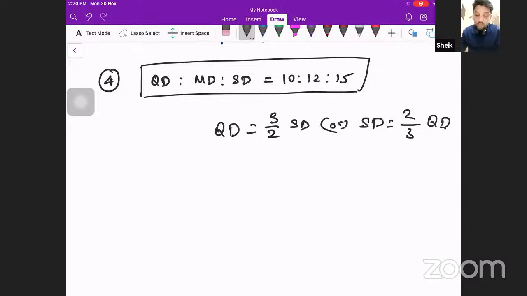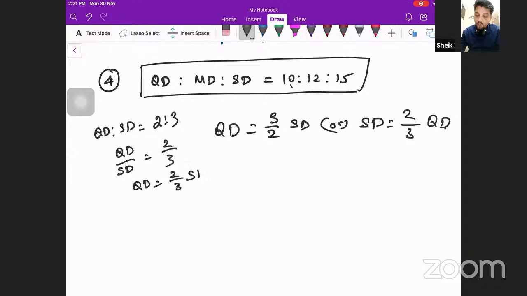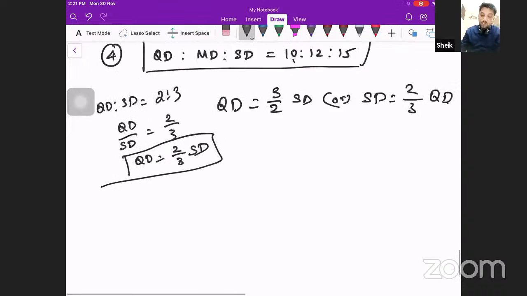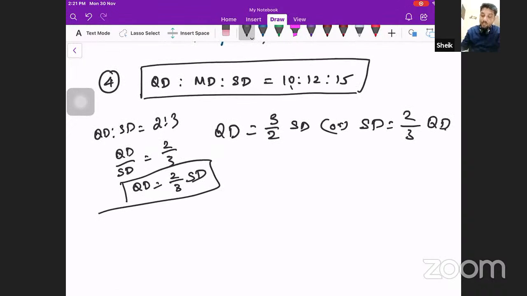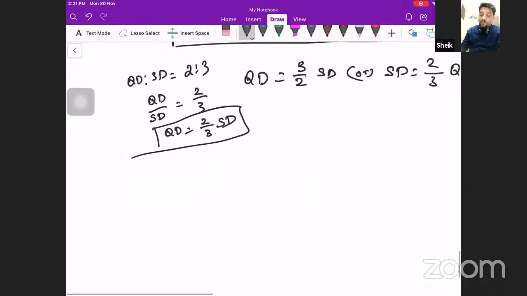If the question comes between MD and SD or QD and SD, immediately we can take QD and SD. QD is to SD is equal to 10 is to 15, that is 2 is to 3. So QD by SD is equal to 2 by 3, that is, QD is equal to 2/3 of SD. If you remember this relation, then accordingly we can develop so many relations.